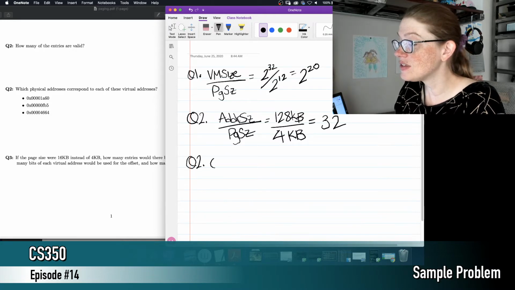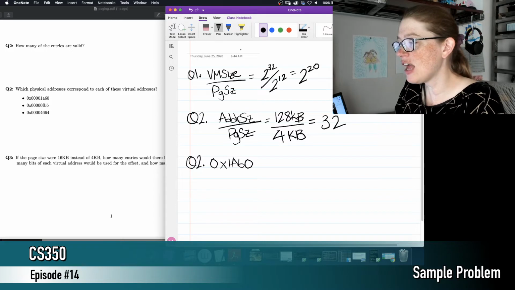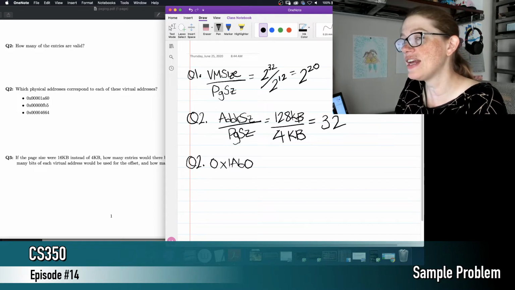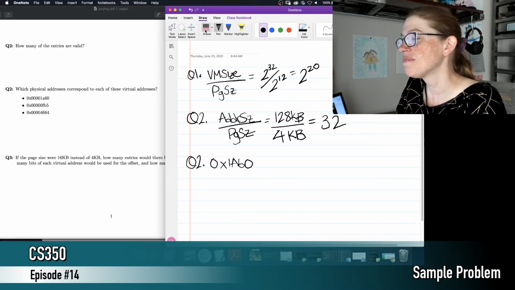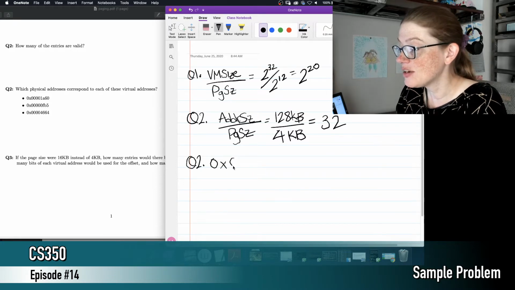So we have 0x1a60. Here's an interesting observation: you'll notice I've written it as 1a60. I've dropped all the leading zeros. We sometimes do that, so pay attention that even if they're not written, they're still technically there. But let's put them back for now, because they're going to be useful for us.